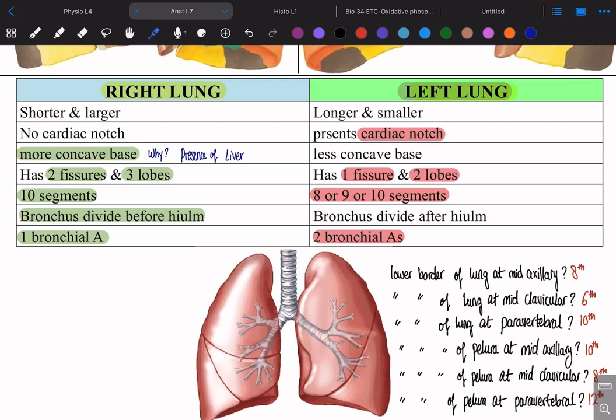Okay? One more thing here is, why is the base of the right lung more concave? Why is it like this, more concave, while the left is like this, a little bit less concave? It's because we have the liver here, which pushes against it, so we need space for the liver. That's why the base of the right lung is more concave than the one for the left. The left has the cardiac notch for the heart, and the right is more concave because of the liver.